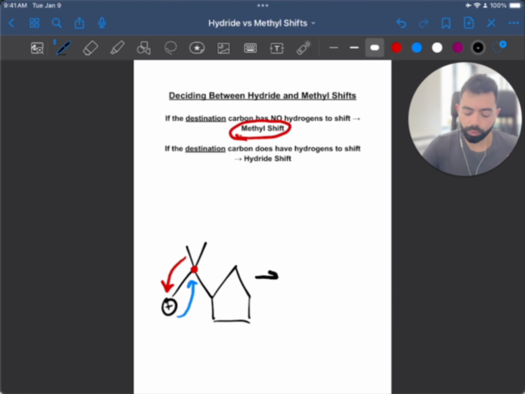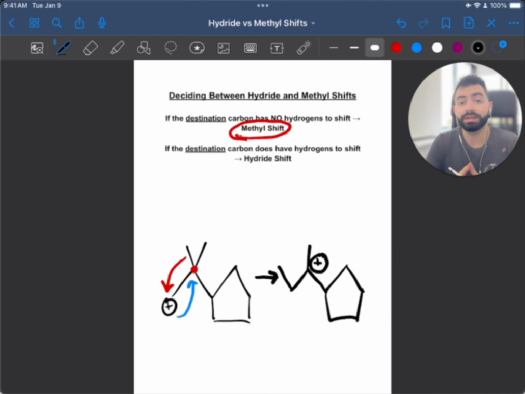So if we draw out what we would get as a result of this, we are going to have our original ring right here. And then now this destination carbon has one less methyl, and the original carbon has one extra methyl group right there. And remember, the destination carbon gains the positive charge. And this is the product of this carbocation rearrangement here. All right, that's how you do carbocation rearrangements.